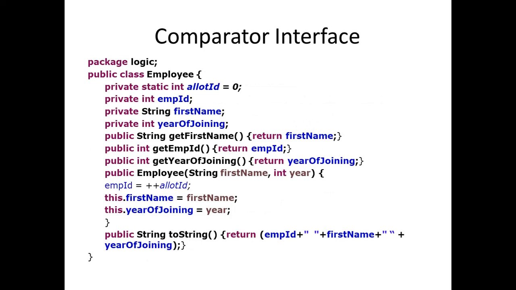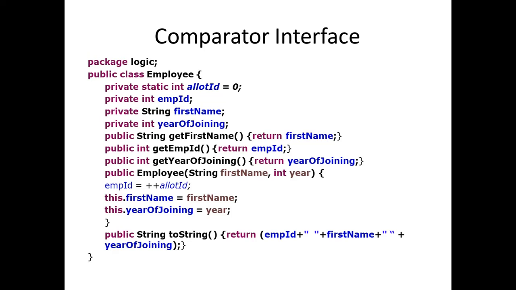You have some package, say logic. In that you have written the Employee class. You have the properties of the Employee class defined first. Then you have the getter methods. Then you have the Employee constructor with two arguments. The employee ID gets allotted automatically; you don't have to worry about it. Then you have the toString method overridden, which gives employee ID, first name, and the year of joining. So this is about the Employee class.